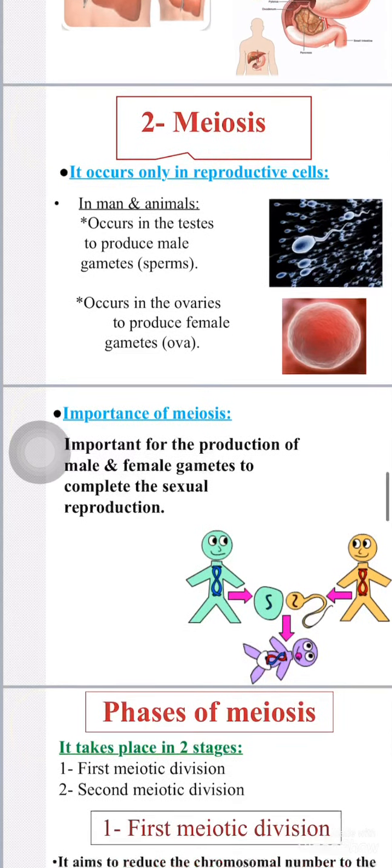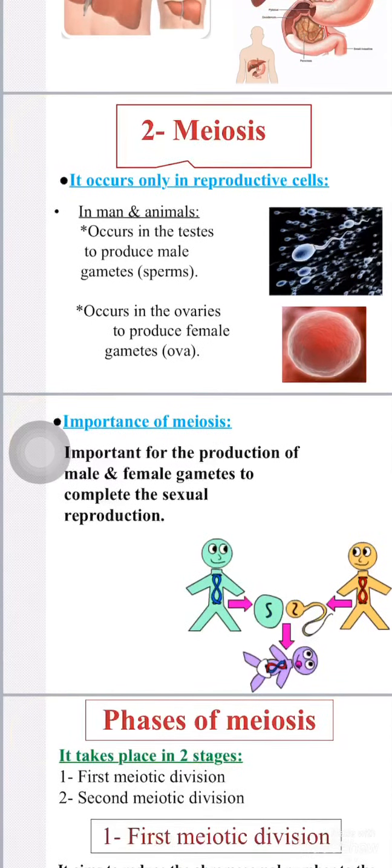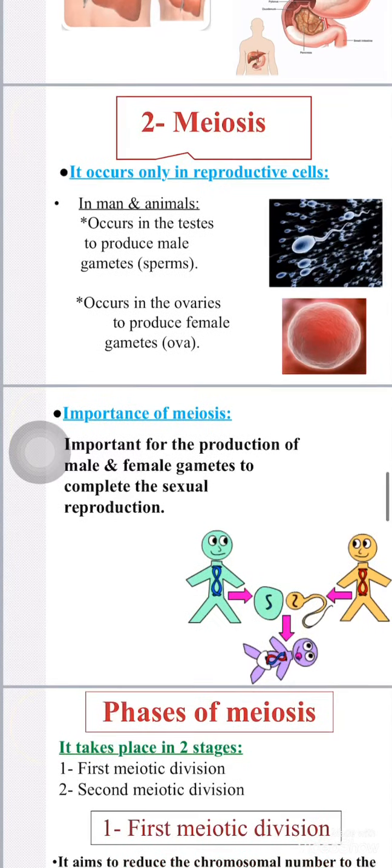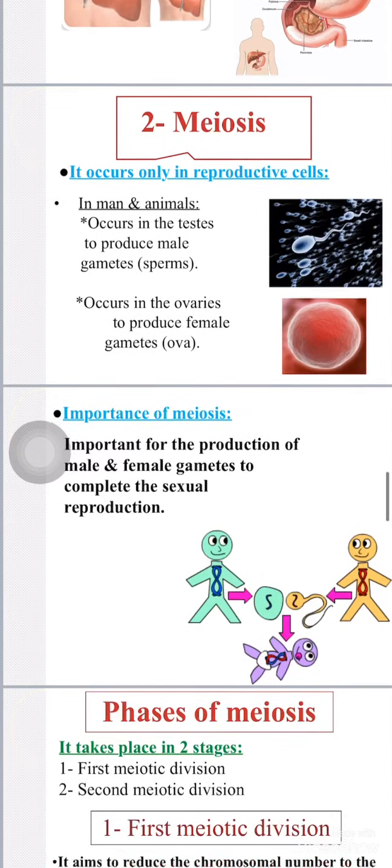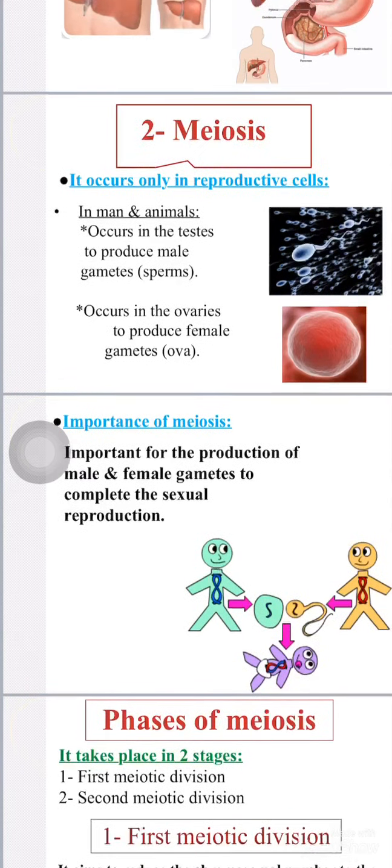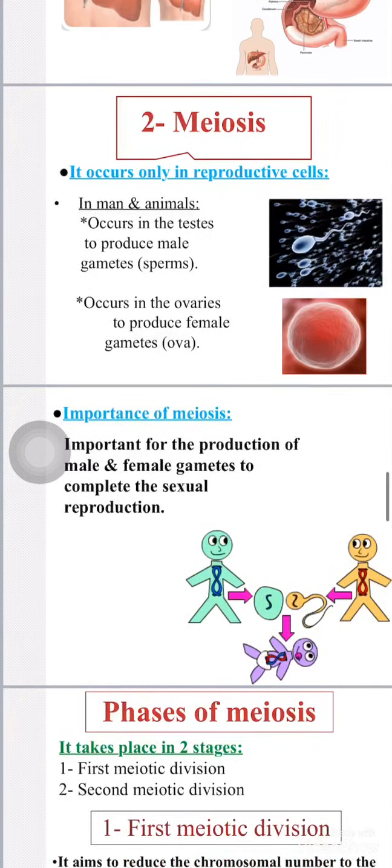Okay. What does the meiosis do? It occurs in the reproductive organ to produce something called gametes. What are the gametes? The gametes are the sex cells, the cells which are responsible for the reproduction, which are sperms in male animal or man and ova in female animal or man. Okay? And in plants, it's pollen grains in male plants, okay, and ova also in female plants.